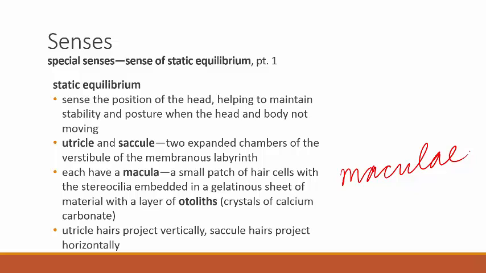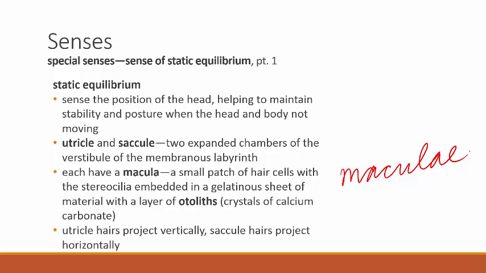And the maculae are small patches of, again, hair cells, and they have stereocilia that are embedded in a gelatinous sheet of material with a layer of what are referred to as otoliths. So if you're looking on page 466, you can see figure 12:18. And what you're seeing there is the macula. The macula consists of these hair cells, and the stereocilia of the hair cells are embedded in this gelatinous membrane.